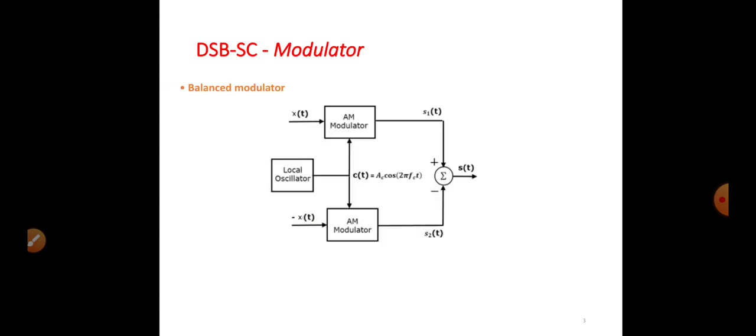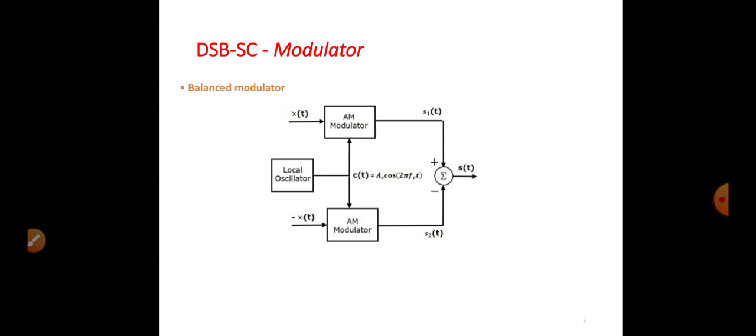So, this is the block diagram of the balanced modulator. It has two identical AM modulators. These two AM modulators are arranged in a balanced configuration so that it suppresses the carrier signal. That's why it is known as the balanced modulator, and it suppresses the carrier. That's why DSBSC can be generated. Okay, so we will see.